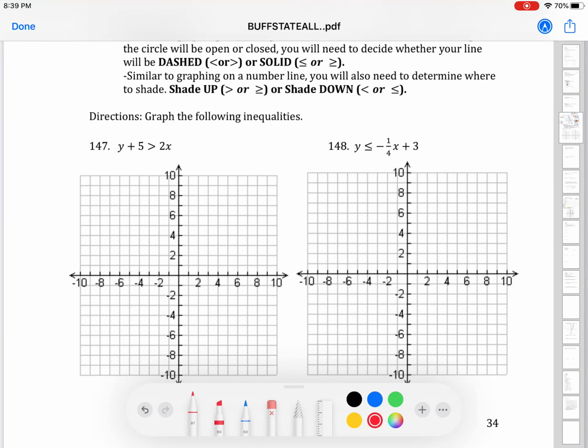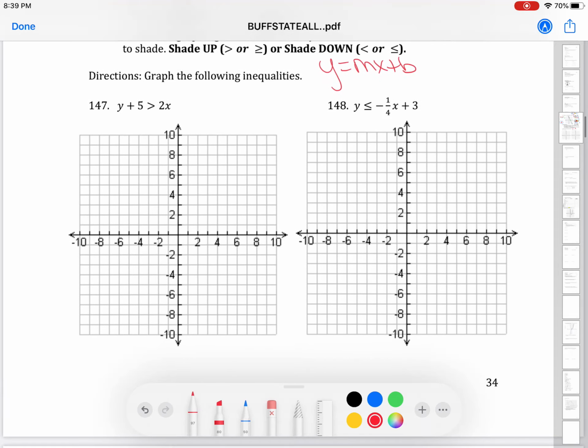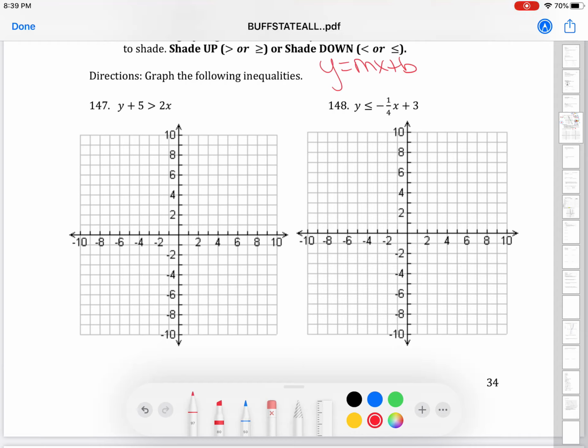Okay, so before even getting into an inequality, I'm going to show you how much this is like graphing an equation. Notice that first example is not in y equals mx plus b form, so we need to get it in that form by solving for y. Right now, y is not by itself because the plus 5 is in the way. So to undo that plus 5, I'm going to subtract 5 from both sides of my inequality sign, just like if it was an equal sign.